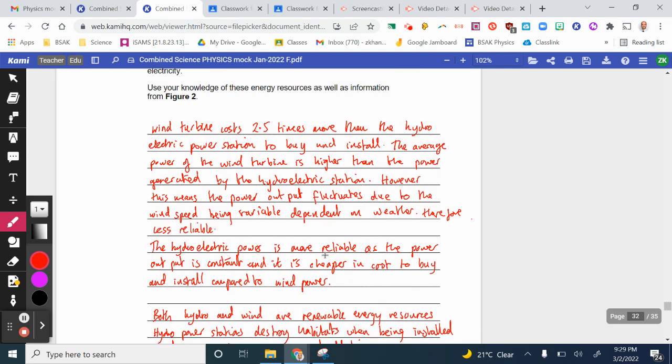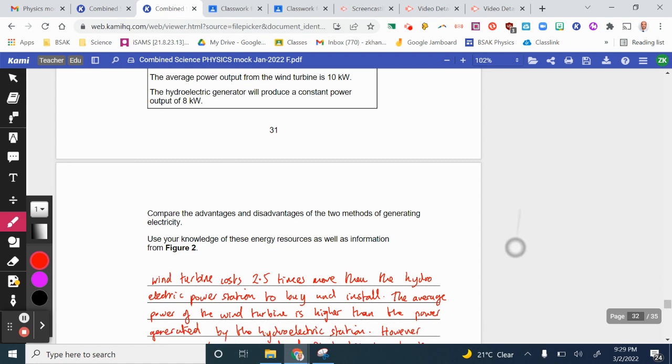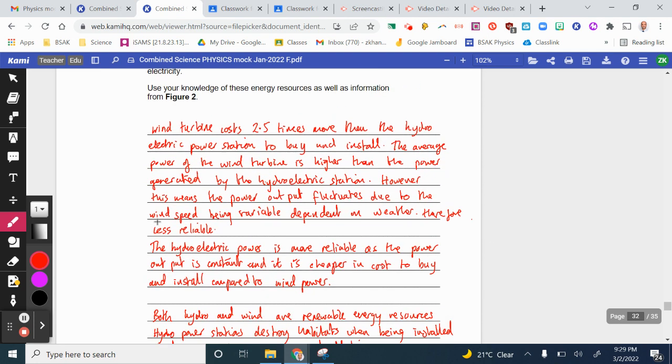So the hydroelectric power is more reliable as the power output is constant. So this is your fourth mark. So we look at the hydroelectric power. It says that it is a constant power. Okay, so it's continuously giving you the same power output all the time. So that tells you that it's a reliable source of power. And we've talked about the cost. So equally, you could say it's cheaper to buy and install, but that's not going to give you an extra mark considering you've already compared the cost before.